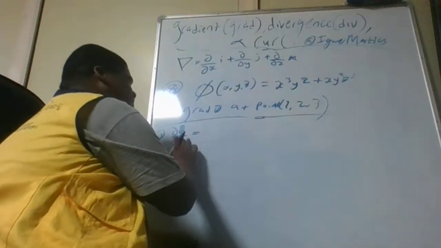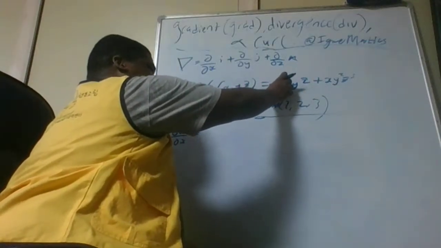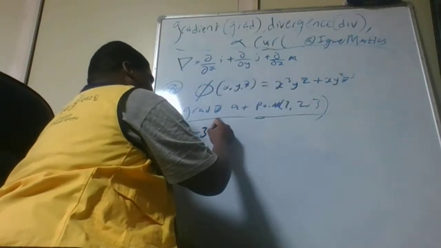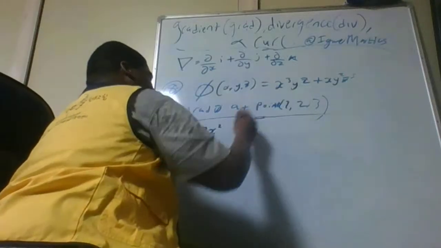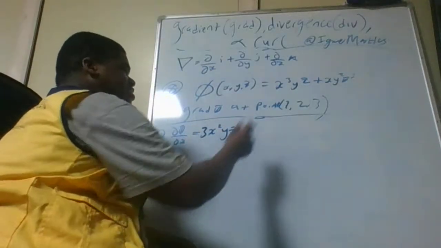The partial derivative of 5 with respect to x. X is our only variable. If you differentiate x cube, you're going to have 3x squared. Then y and z are constants, so just multiply them back. Let me do that again.